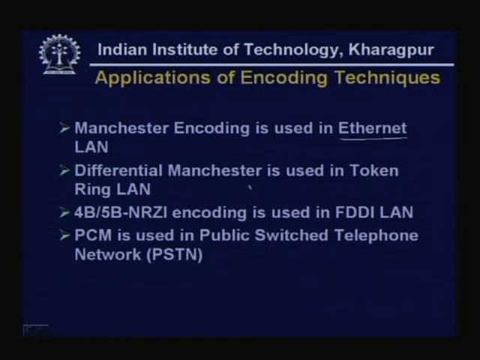Then differential Manchester encoding we have already discussed, that is used in token ring LAN. Then we have discussed block coding, 4B 5B block coding, and using NRZ line encoding, that is used in FDDI, fiber distributed data interface LAN. So, we are finding that the digital to digital conversion, those encoding techniques, are widely used in LAN technology. On the other hand, the pulse code modulation technique that we have discussed is used in public switched telephone network or PSTN. So, we shall discuss all these applications later on in details.